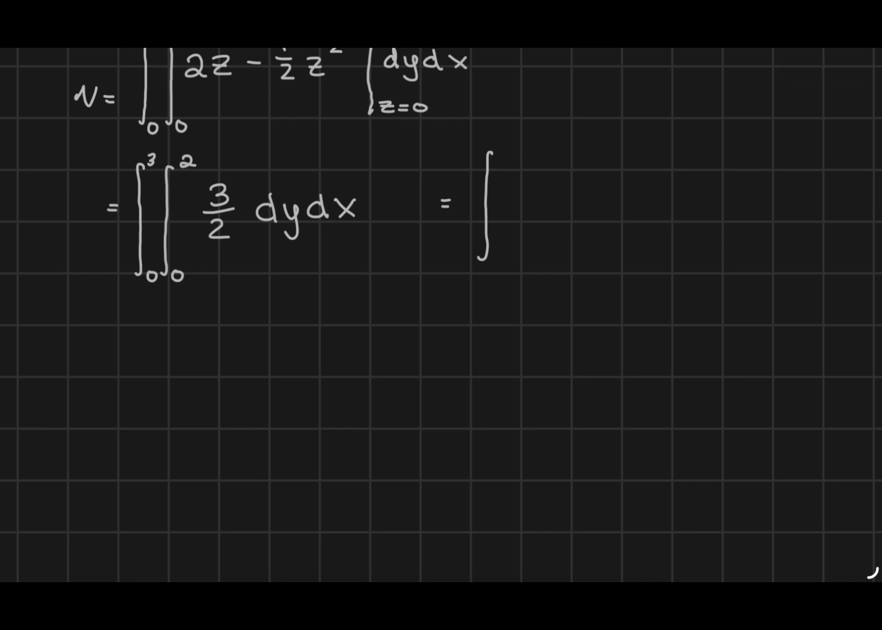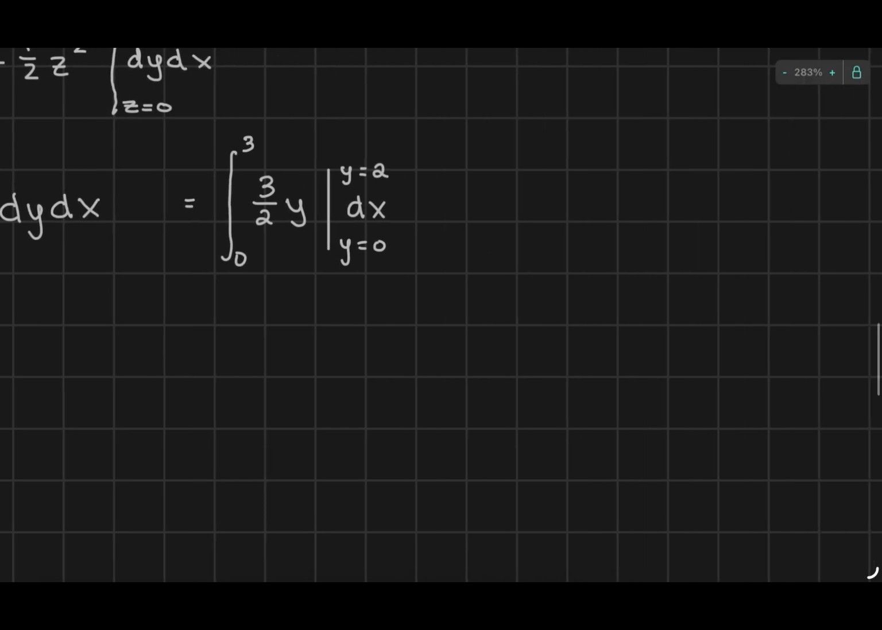Solving this now, we have the integral from 0 to 3. Let's just go ahead and solve this inner integral now. So our y differential, we're just going to plop a y on the end of that 3 halves, from y is equal to 0 to y is equal to 2, dx. Well, if we plug in 2, that 2 on the bottom is going to cancel. Plug in 0 is going to be 0, so we're just going to have the integral from 0 to 3 of 3 dx.